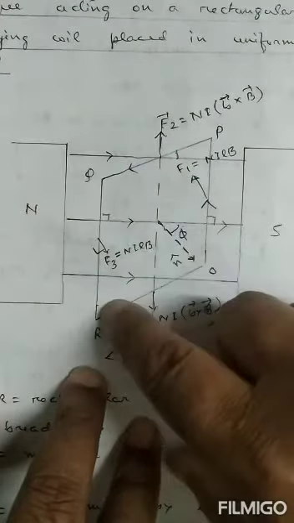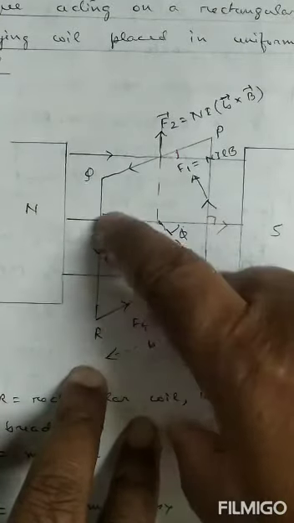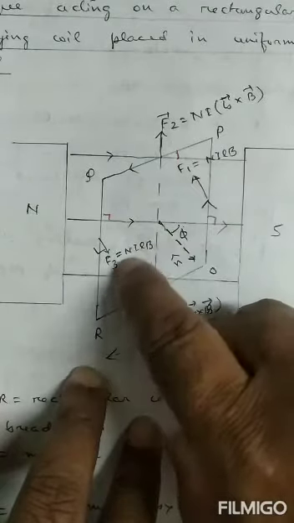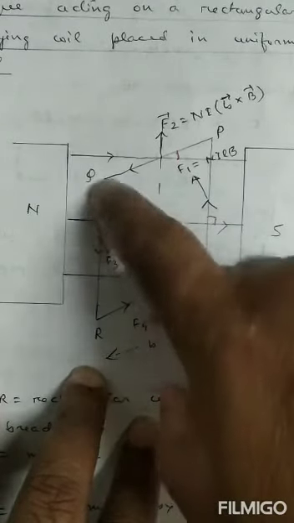Similarly, what is the force experienced on the conductor QR? It is also 90 degrees with respect to the magnetic field. Therefore, the same force acts, NILB. L is the length of this conductor. And what is the direction of the force? Again, Fleming's left-hand rule. This time it is very easy.